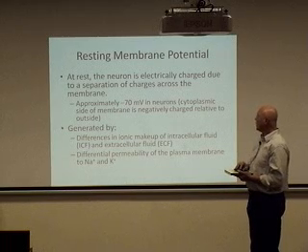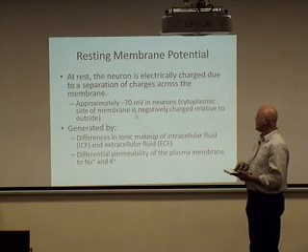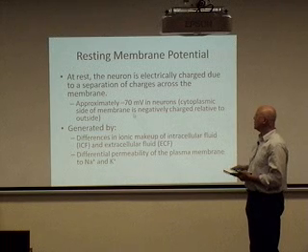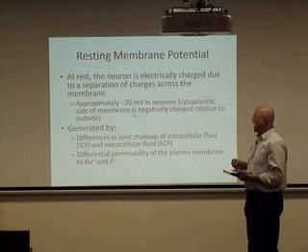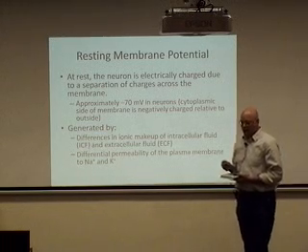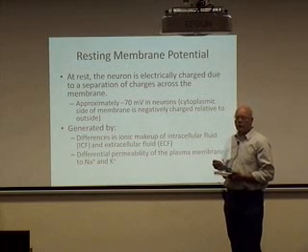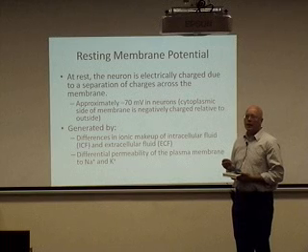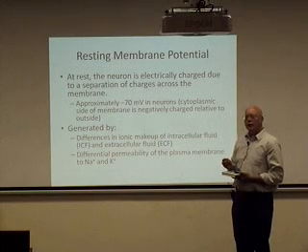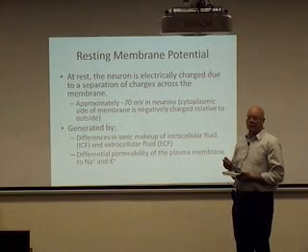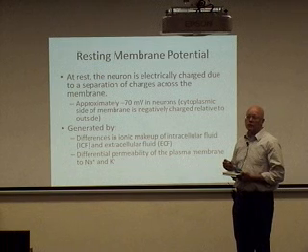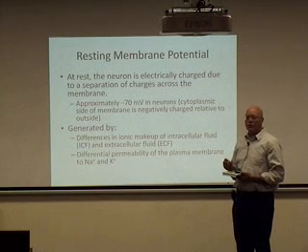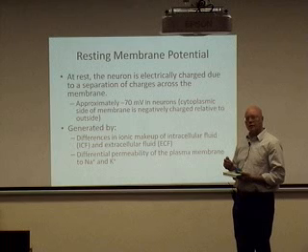For a neuron, its electrical charge at rest is approximately minus 70 millivolts. And that voltage, the resting membrane potential, is created by a separation of charges. Think about a battery for a minute. A battery has a positive and negative end, and that battery has a voltage. The reason that battery has a voltage is because of this separation of charge.